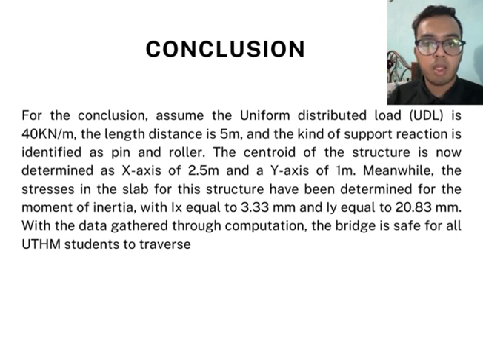For the conclusion, I assume the uniform distributed load is 14 kN per meter, the length distance is 5 meter, height 2 meter, and the kind of support reaction is identified as pin and roller. The centroid of the structure is determined as X-axis of 2.5 meter and Y-axis of 1 meter. Meanwhile, the stress in the slab for this structure has been determined from the moment of inertia, where Ix equals 3.33 mm and Iy equals 20.83 mm. With the data gathered through computation, the bridge is safe for all students to traverse.